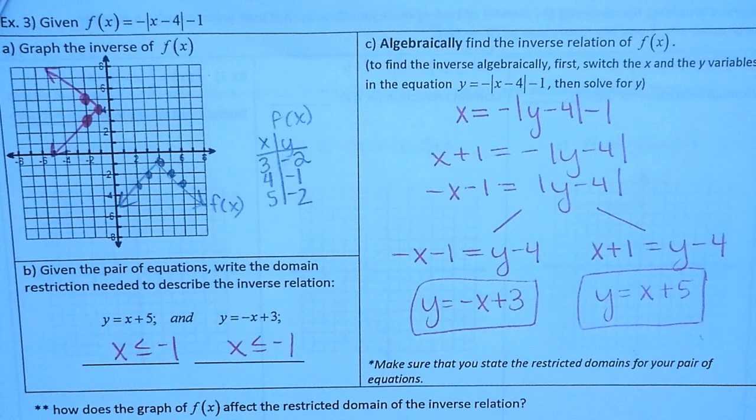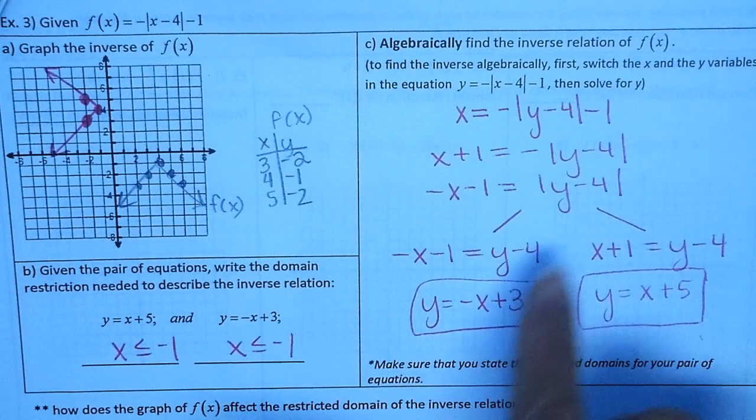So that's how you're going to find it algebraically. On the quiz, it will ask you to find some of the inverses algebraically. You're not going to have time to graph it. It's going to be faster to do it this way. Algebraically, switch the x and the y and solve for y.